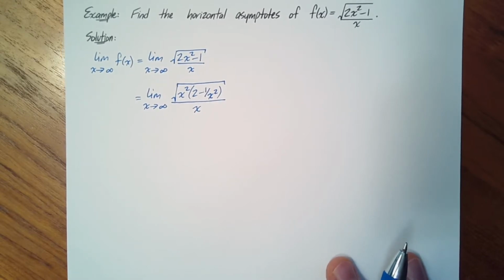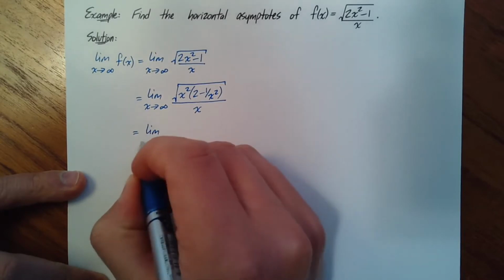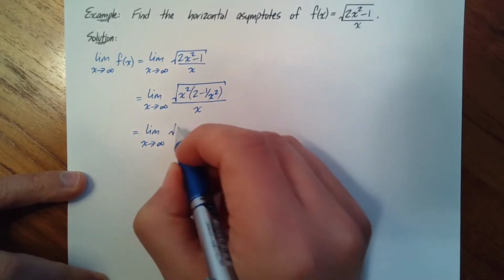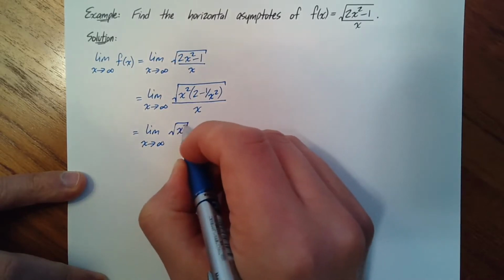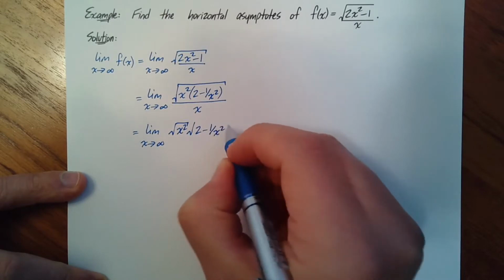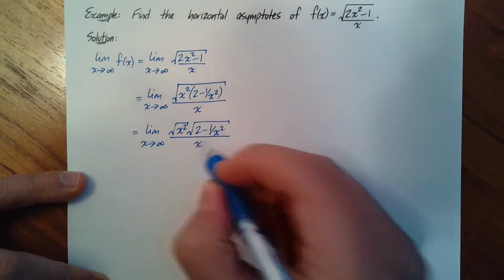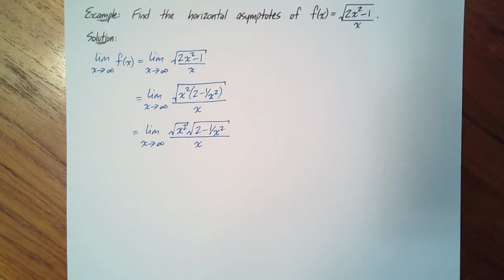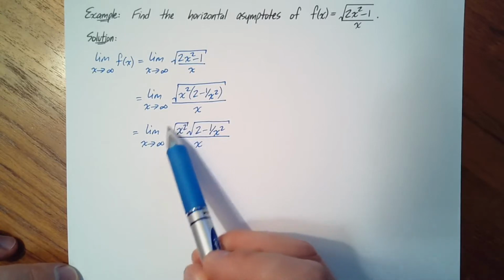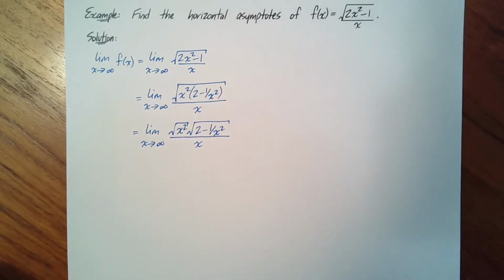And now we're going to use properties of radicals, which say that we can actually split this up. We can split this up as the limit as x goes to infinity. And our numerator is going to become the square root of x squared times the square root of 2 minus 1 over x squared. And the denominator will still be x. We haven't done anything to the denominator. So now what's going to happen here with this square root of x squared? This is where your attention should be next. Is this just going to cancel? Like, do the square and the square root cancel?